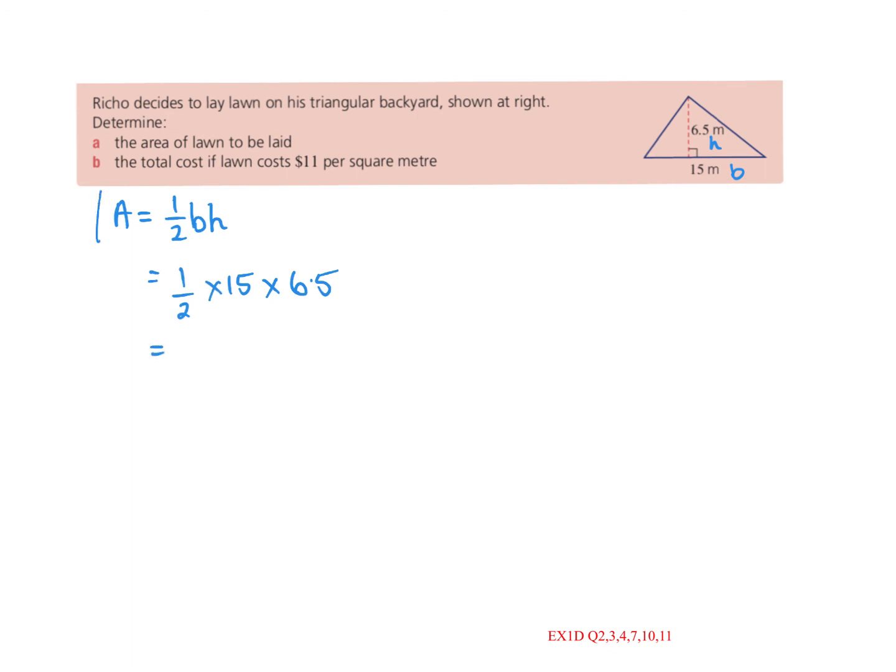We've written the formula for the area of a triangle, substituted in the data, and we've now got 48.75. It was in meters, so meters squared.